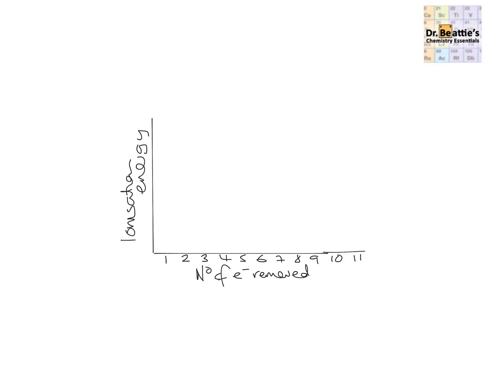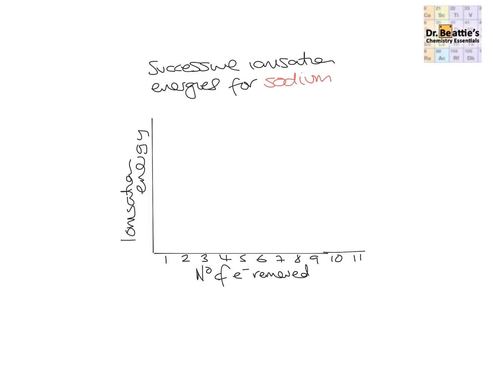So now it's time for you to show that you understand this. What I'd like you to do is sketch out a different type of data form here, so a graph of the number of electrons removed on the x-axis, and on our y-axis we've got ionization energy. I want you to sketch the type of graph that we would see if we had sodium as our element that we were looking at the successive ionization energies of. So pause the video now and have a go.